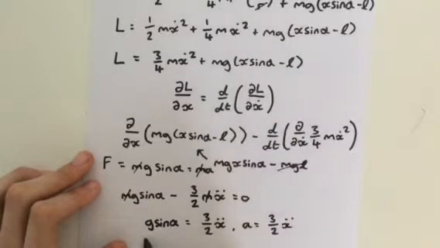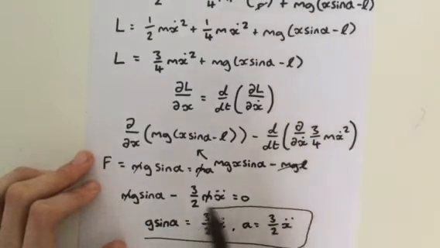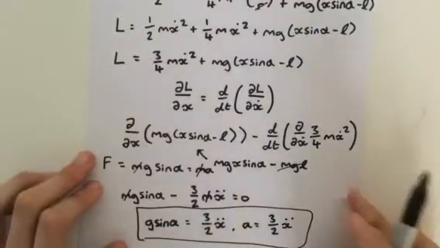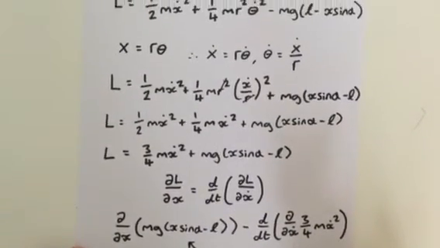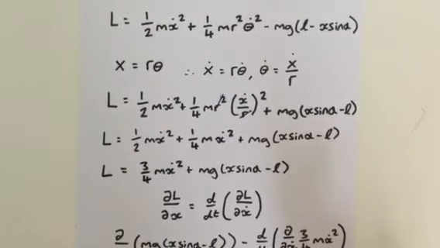Alright, so there is the equation of motion for a disk rolling down an inclined plane, bearing in mind it's not slipping as it rolls.